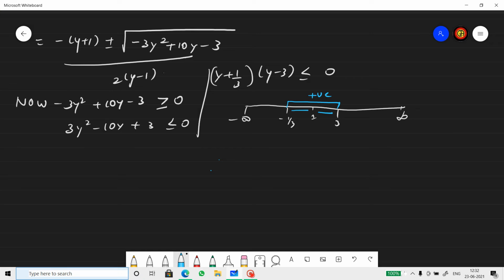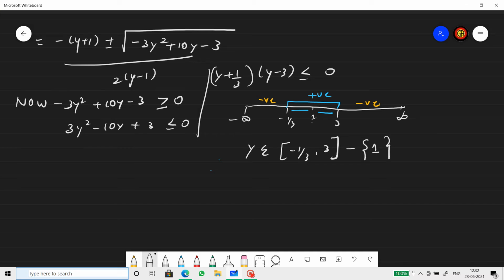Now, between minus infinity to minus 3, it's negative. Over here also negative. So, naturally, where does y belong? Y belongs to minus 1 by 3, comma 3. Should I include 0? Should I include 1? No. If I include 1, the denominator will become 0. That means x becomes undefined. Chalo, let's say that this is excluding 1.